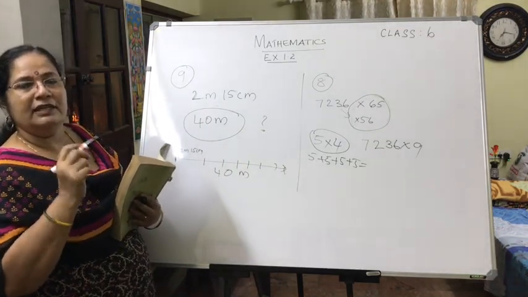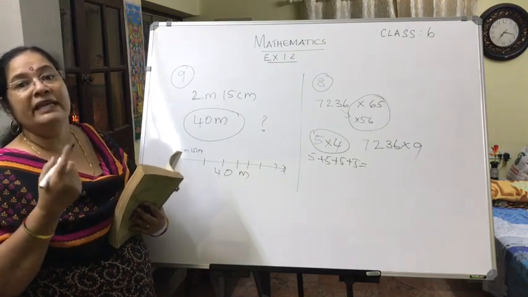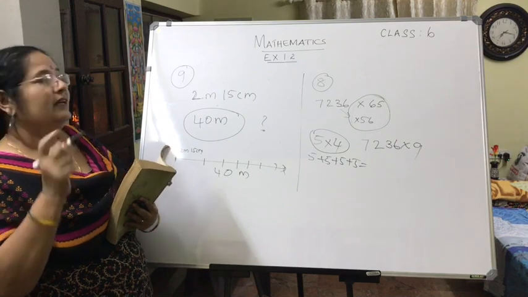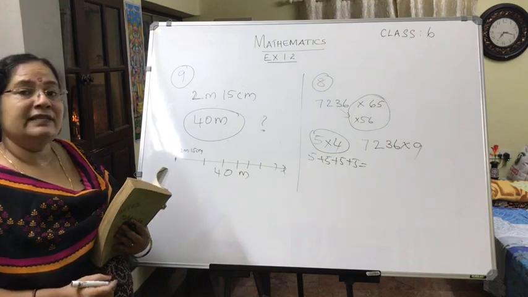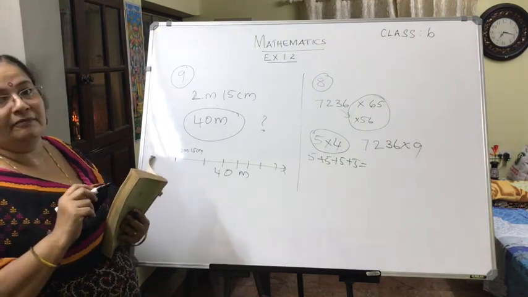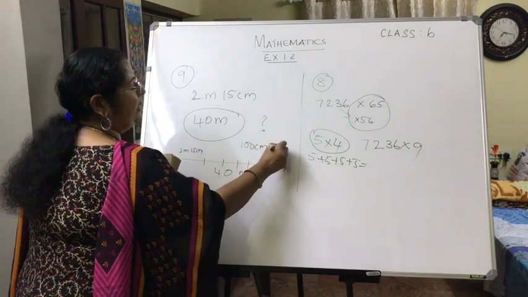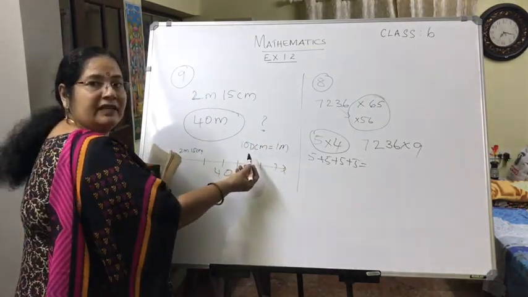Which is bigger here, centimeter or meter? Meter is bigger. So convert the meters to centimeters. Clear? Now, what is the relation between meter and centimeter? How many centimeters make 1 meter? 100 centimeters make 1 meter. 1 meter is 100 centimeters.